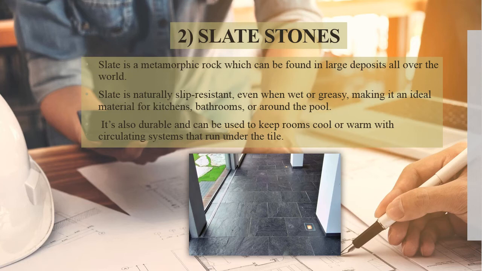Secondly is slate stones. Slate stone is a metamorphic rock which can be found in large deposits all over the world. Slate is naturally slip resistant even when wet or grassy, making it an ideal material for kitchens, bathrooms, or around the pool. It's also durable and can be used to keep rooms cool or warm with circulating systems that run under the tiles.